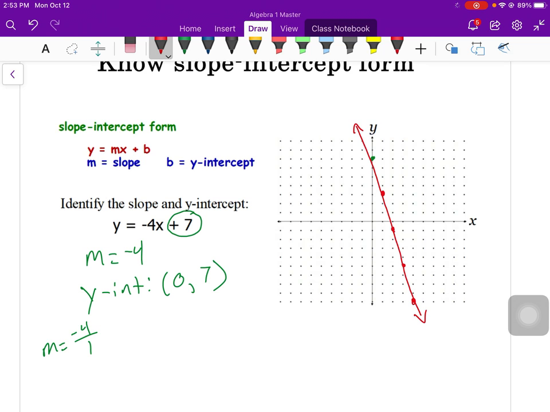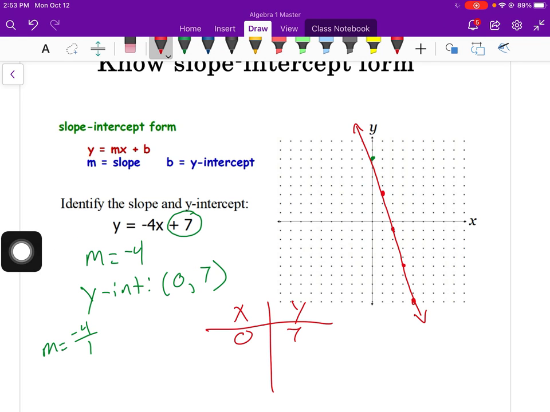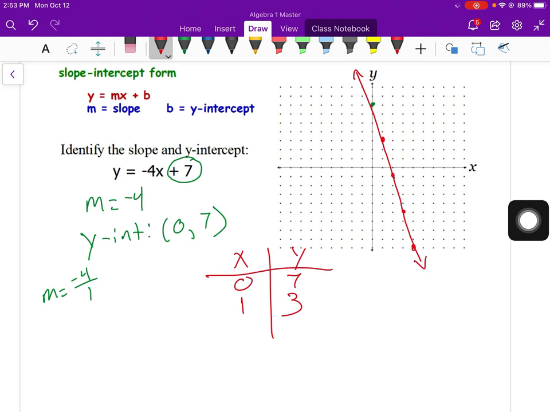Now I'm going to actually also make a table so we can see that those are values on this line. So if I plugged in 0, negative 4 times 0 is 0, plus 7 would give me 7. So that was the first point that we put on there. If I plugged in 1, negative 4 times 1 is negative 4, plus 7 gives me a positive 3. So from the origin, if I'd gone right 1 and up 1, 2, 3, that's that first red dot that I put. Same thing if I go with a 2.